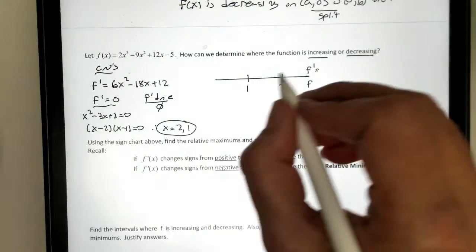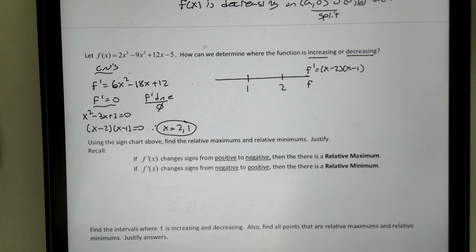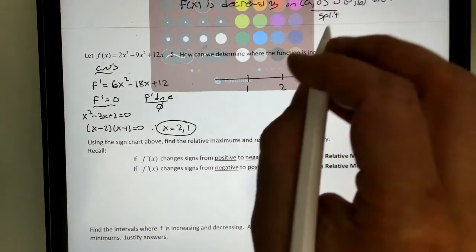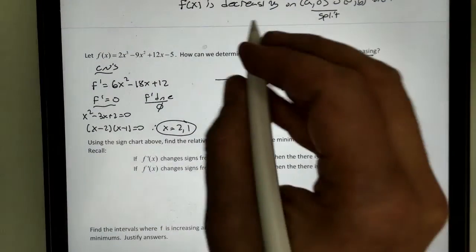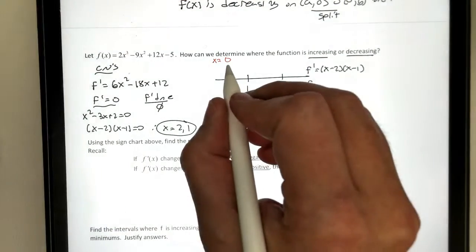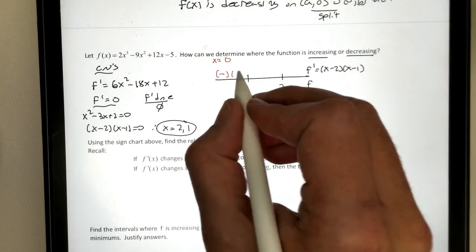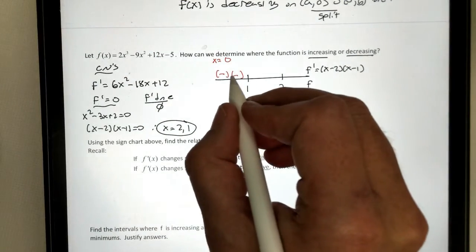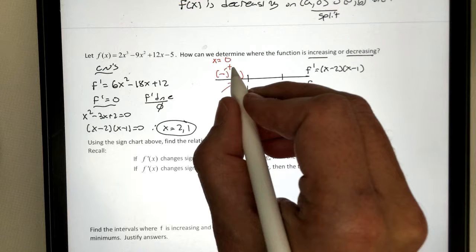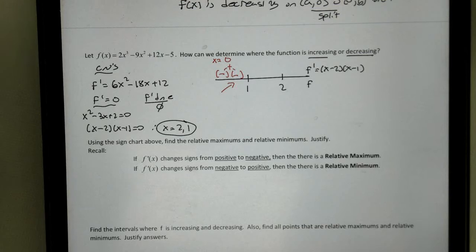Now, when we plug into the derivative, it's good to use the factor form, the x minus 2, the x minus 1. And all we're going to do is pick numbers. We're just going to pick values in between each domain. You did this last year in pre-calc. Give me a number less than 1, like 0. If I plug 0 in, 0 minus 2 is negative. And if I plug into the second one, 0 minus 1 is negative. Two negatives make a positive, so this is going to be increasing. Right there. So before 1, we know the function is increasing.